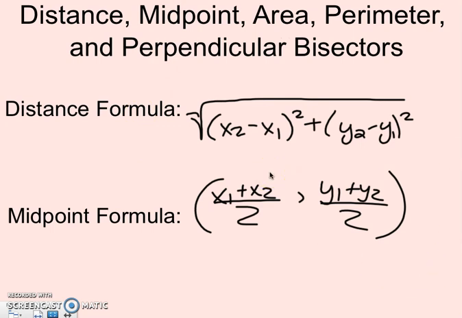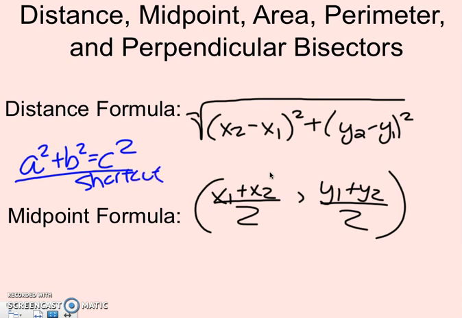A shortcut to doing distance formula, which we're going to talk about, is the Pythagorean Theorem. So hopefully you remember a squared plus b squared equals c squared, because that's going to be a shortcut to finding the distance formula on a coordinate plane. Okay. All right, so let's look at some problems.